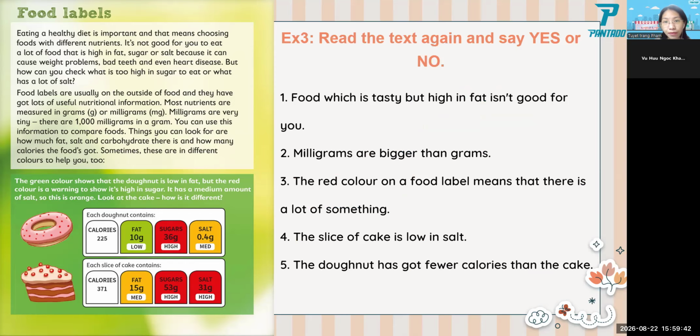And next, please. Read the text again and say yes or no for each one, from number 1 to number 5. You let me know. You say yes or no for each sentence.